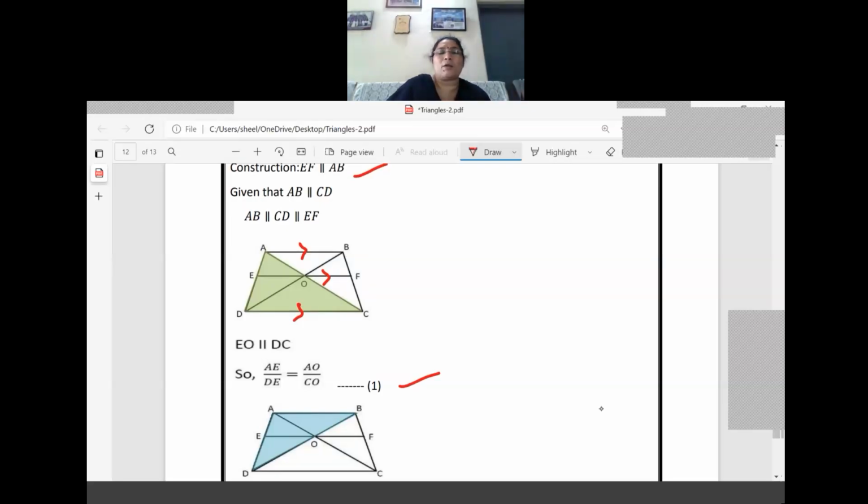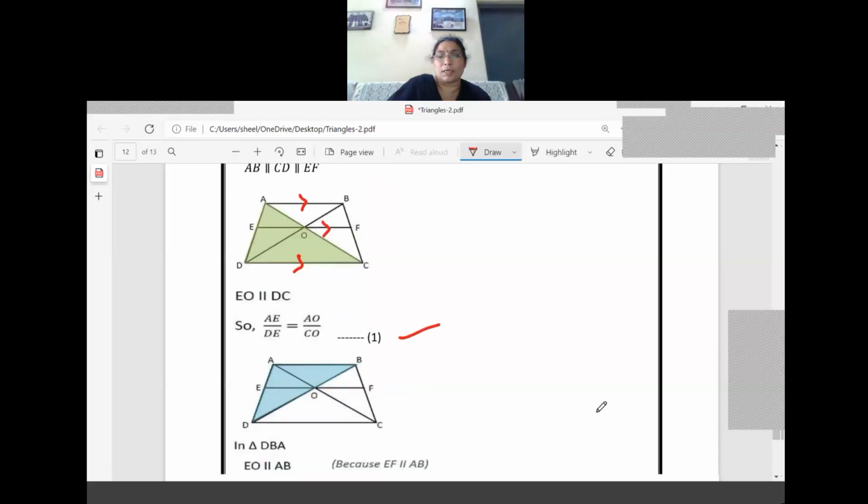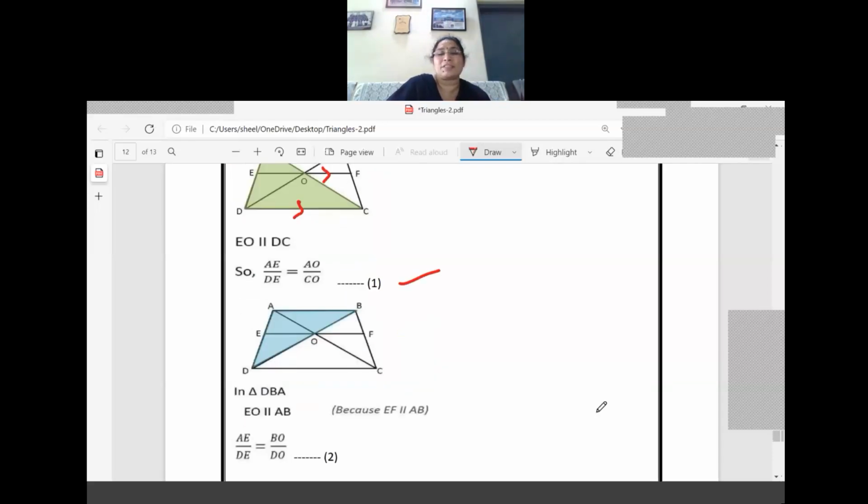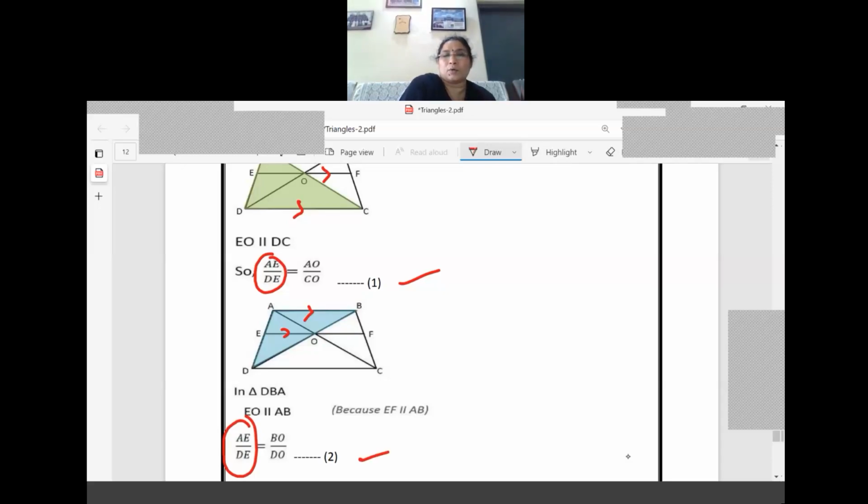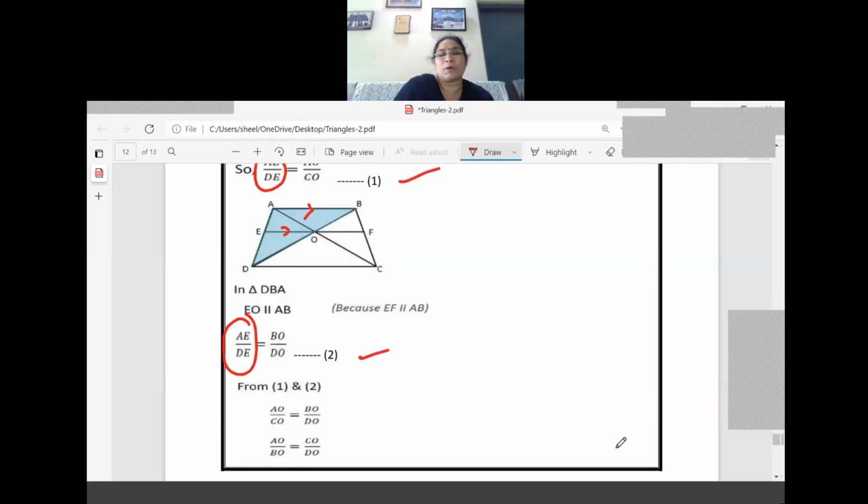Now the same triangle ABD we have considered here, but now the parallel line we have changed. Which is the parallel line this time? EF parallel to AB. So what can we write here? In the same order, AE by DE, but on the right side, what answer are we getting? BO by DO. So by this, what conclusion can we make? The right sides of 1 and 2 are equal. So the final answer is AO by CO equal to BO by DO.